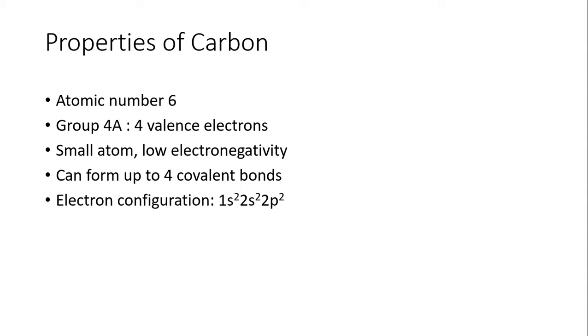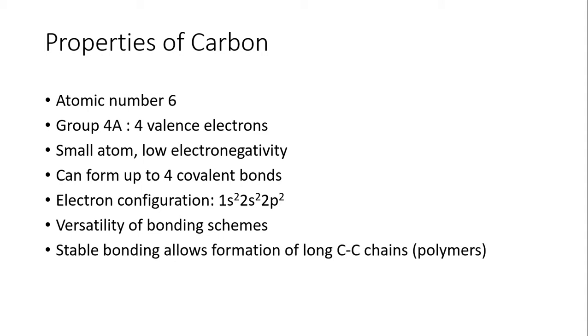Electron configuration is 1s2, 2s2, 2p2, which means that those 4 electrons in the valence shell can be used to form hybrid orbitals, which allows carbon to have great versatility in terms of bonding schemes. Also, very stable bonding allows the formation of very long carbon-carbon chains, which we sometimes call polymers.